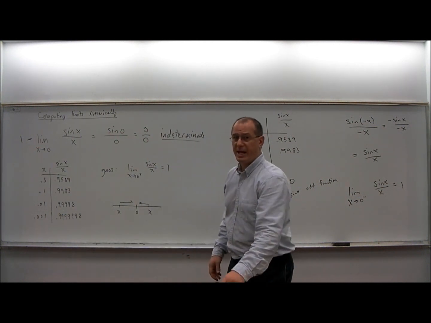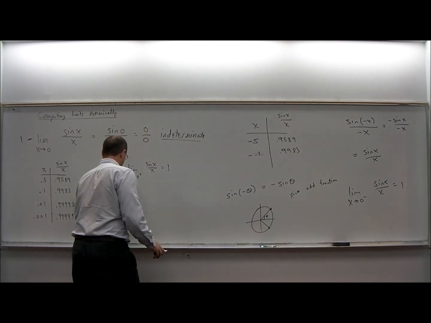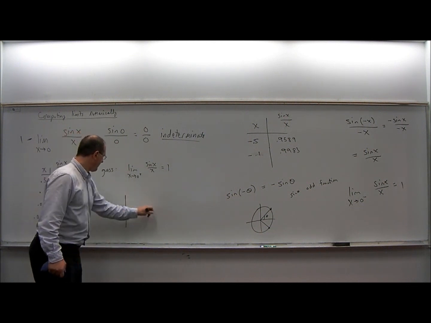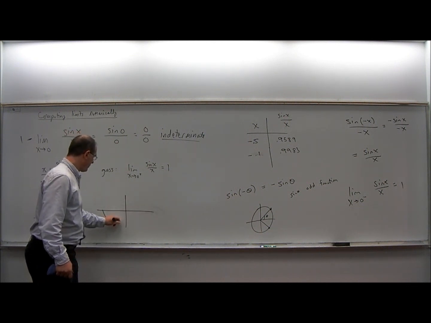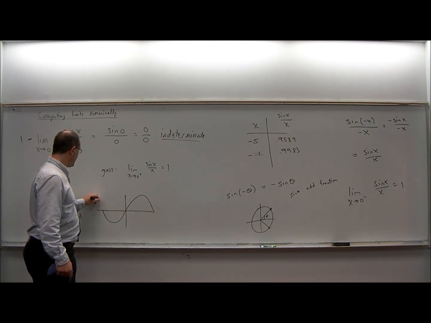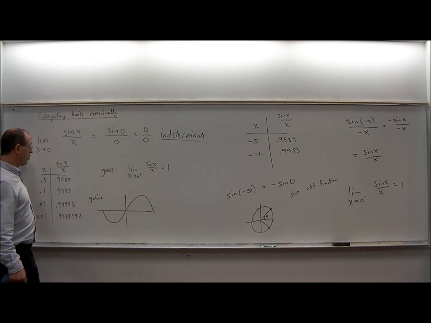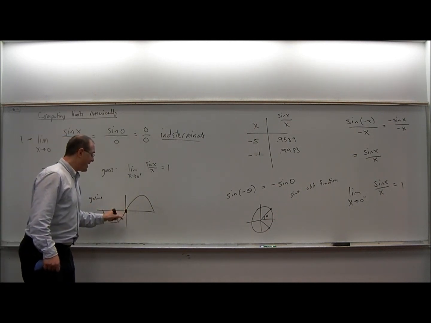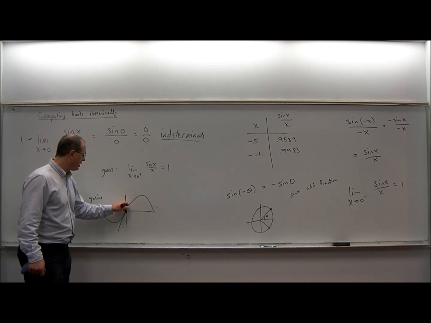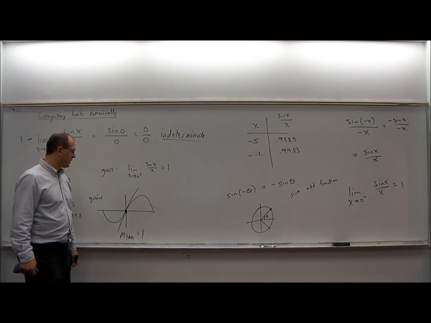And this particular limit has some significance. If I draw the curve y equals sine x, this is the curve y equals sine x. It turns out that this limit, which is 1, is the slope of the tangent line to the curve at this point. So if I draw the tangent line in here, the slope of this tangent line is 1.